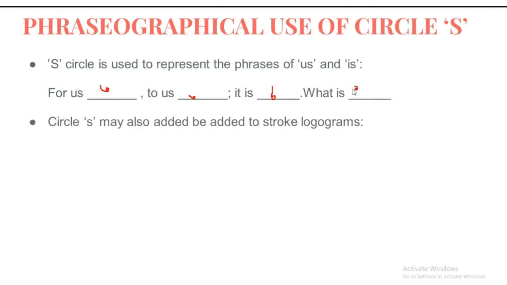Circle S में also edit में 2 बार edit हो गया. Edit to stroke logograms. I think अब logograms आपको पता लग गए. Come is written K on the line. And comes will be K and S circle. Put, P cut the line, and put will be put and S circle.